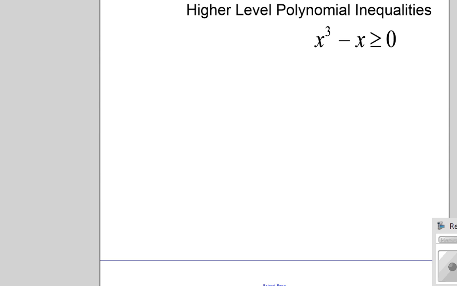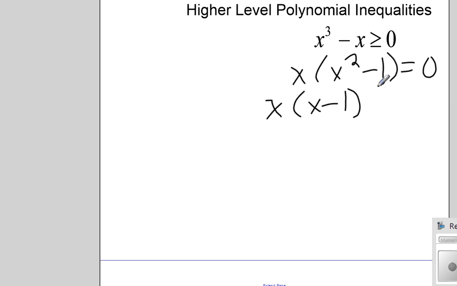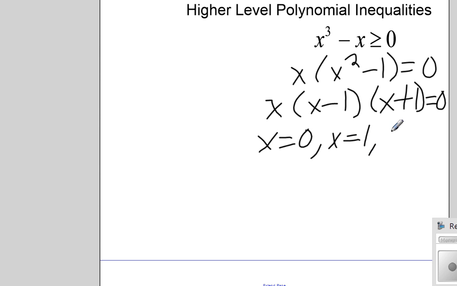All right, so I'm going to factor this. It has a GCF of x. And inside the parentheses, I've got the difference of two squares. Set my factors equal to 0. And solve. Okay, so I've got 3 roots.